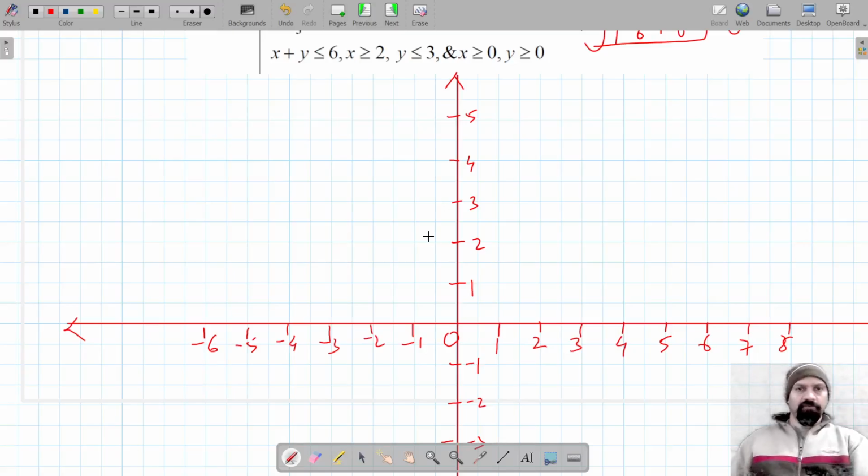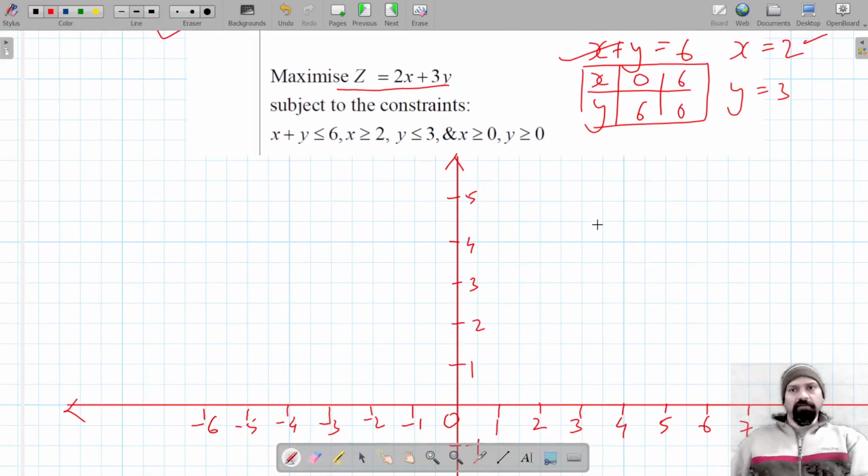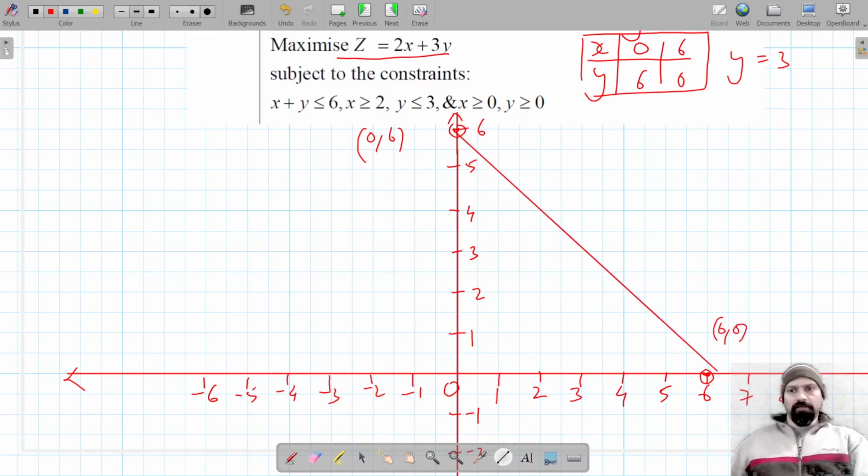Okay, for the next question, we have to solve the following linear programming problem graphically. We have to find the maximum of z subject to the constraints. This is the equation, and if you put x is equal to 0, y is 6, or y is equal to 0, x is 6. And let's plot the lines and get the feasible region. So this is 6. So this is now 0, comma 6, and 6, comma 0.